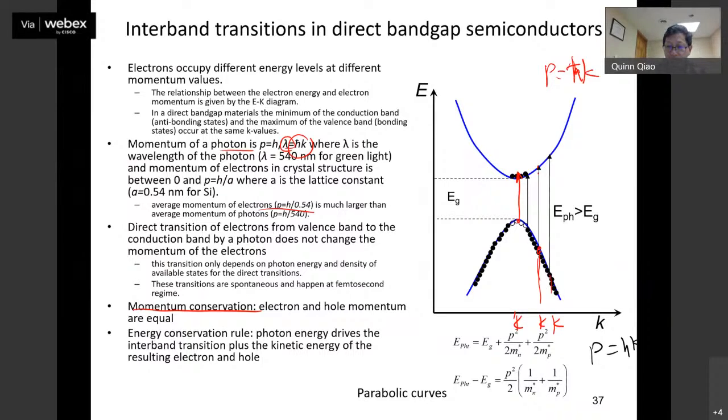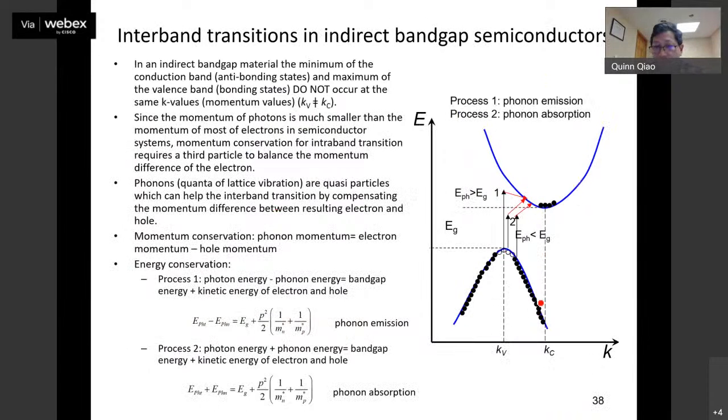But now if you shift it to the right side, initially my momentum is ħk_v. Now my momentum becomes ħk_c. Now k_v and k_c are not the same. My electron has a momentum k_v before the excitation, and after the excitation, my momentum k_c, they're not the same. And then you have to conserve the momentum difference.